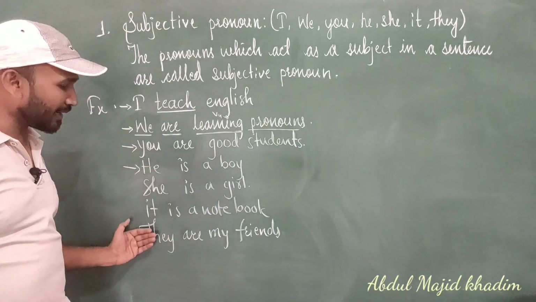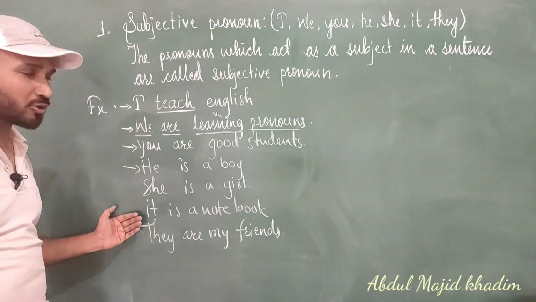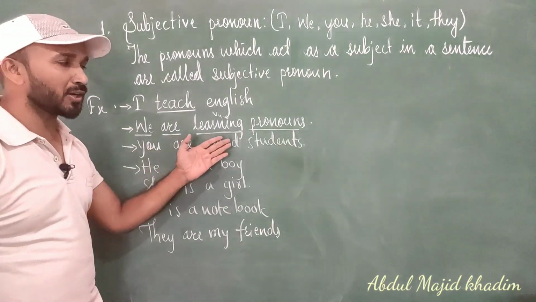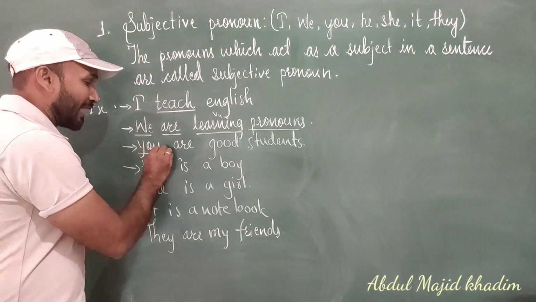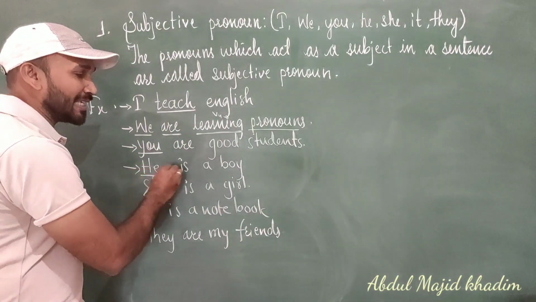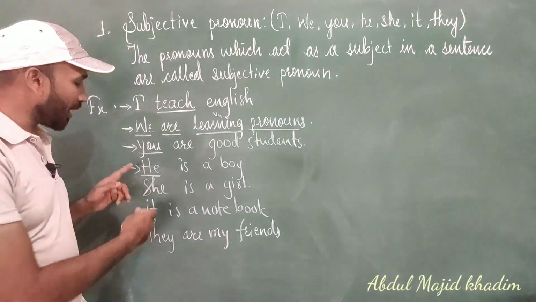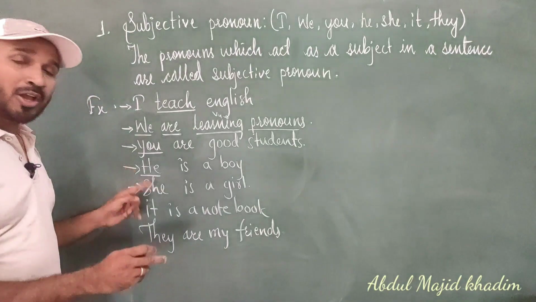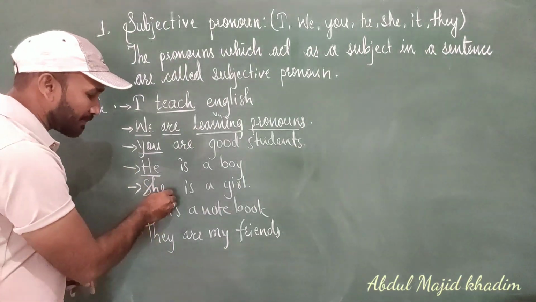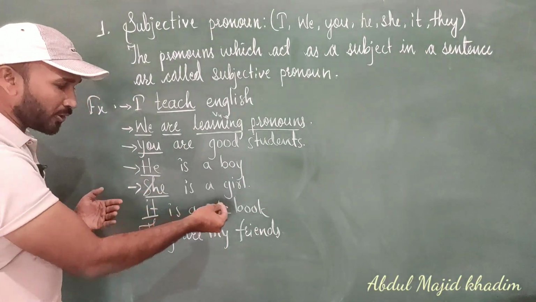So the same way, there are so many examples which I have written on the board. See here: you are a good student. Who is good here? That you. So that's why it is the subject. He is a boy. Who is the boy here? Who is the subject? He. And she is a girl. Who is the girl? She. The subject is she. And it is a notebook.